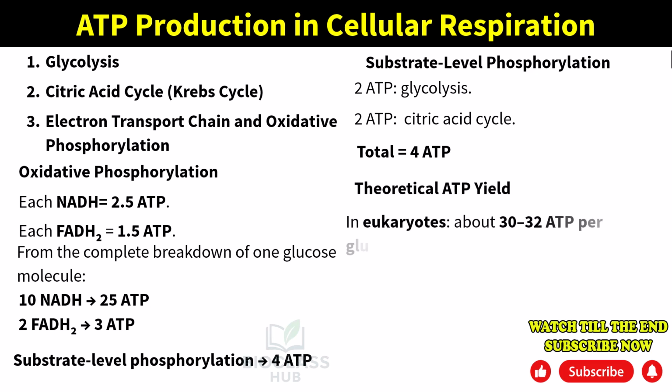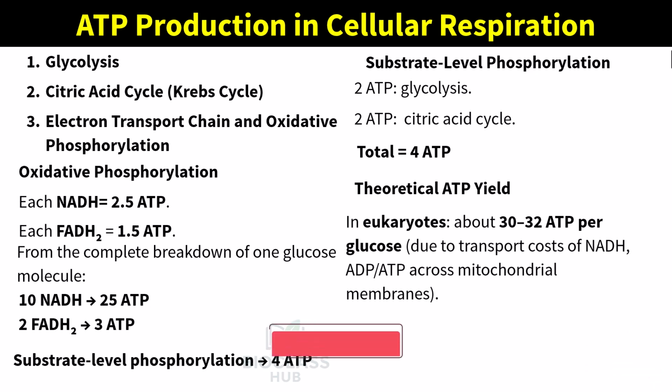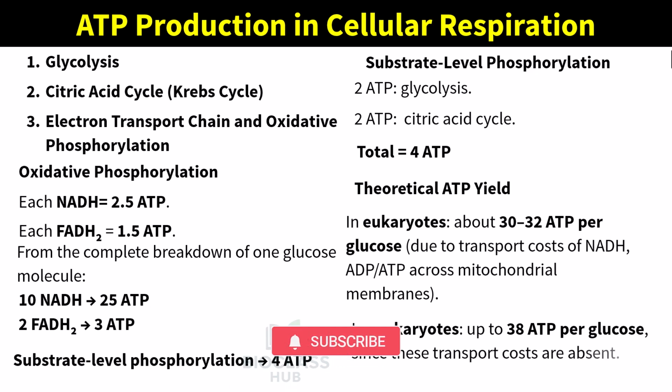In eukaryotes, about 30 to 32 ATP per glucose, due to transport costs of NADH and ADP/ATP across mitochondrial membranes. In prokaryotes, up to 38 ATP per glucose, since these transport costs are absent.